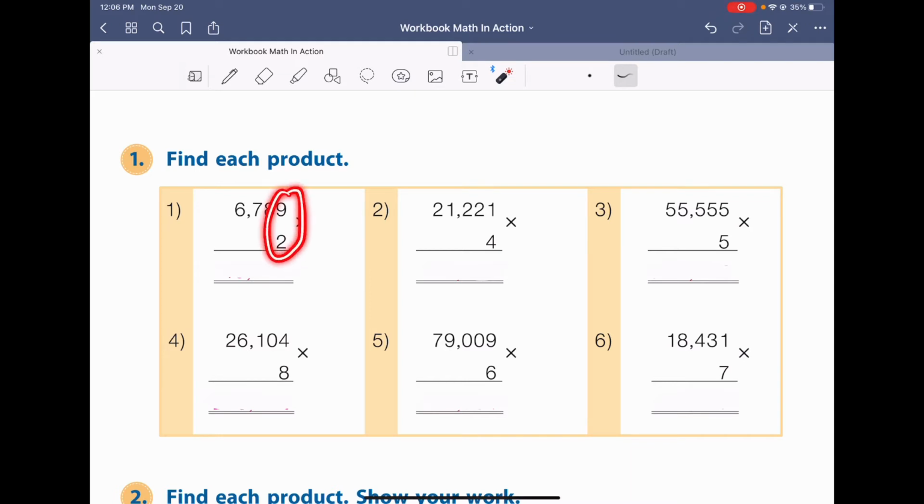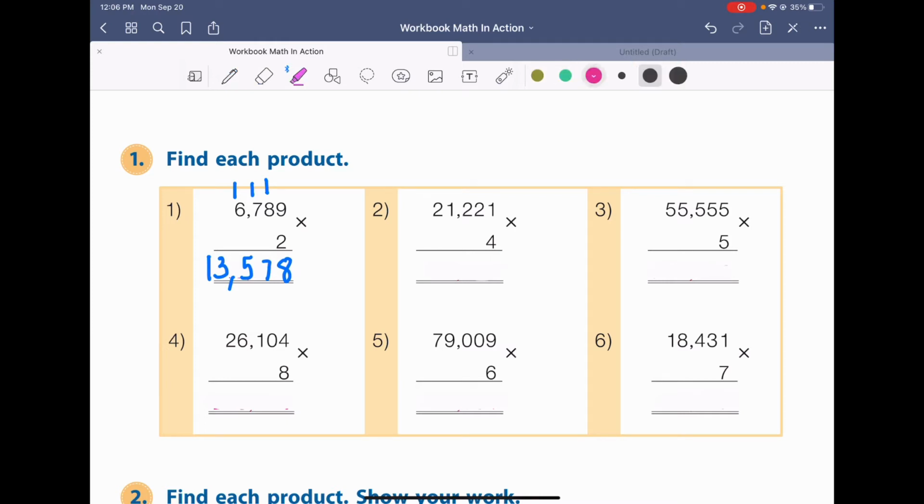9 times 2 is 18, right? Carry over the 1. 8 times 2, 16. 16 plus 1, 17. Carry over the 1. 7 times 2, 14. 14 plus 1, 15. Carry over the 1. 2 times 6, 12 plus 1, 13. End up getting 13,578.